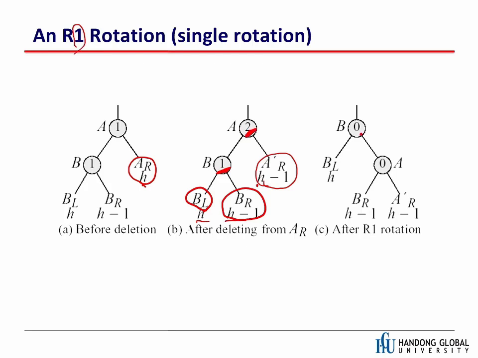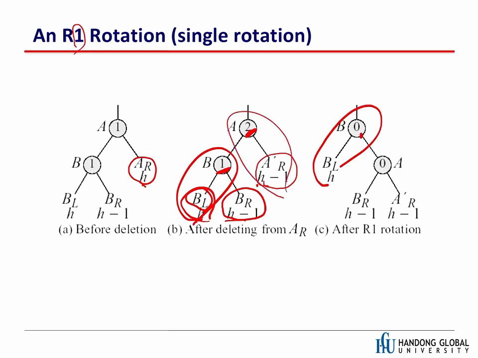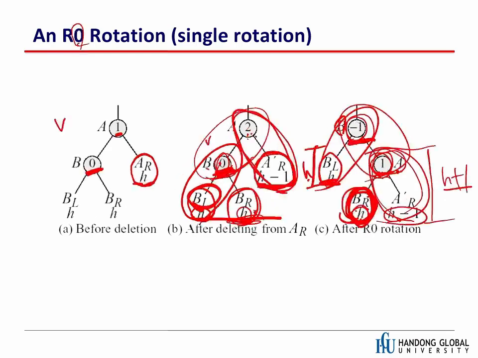So B goes up and A will be the right child of B, and BL will be here. We don't change this part, and we don't change this part, and this one will be the left subtree of A. So what is the difference between the previous slide and this slide? Actually, we didn't change. Look at this one.